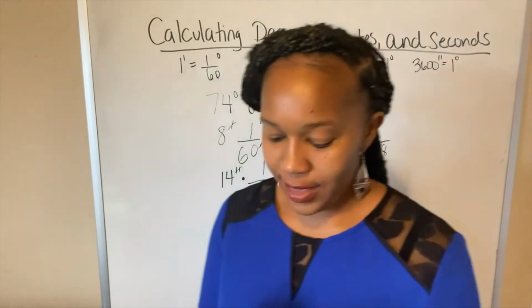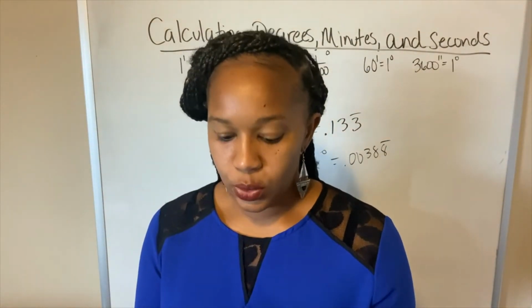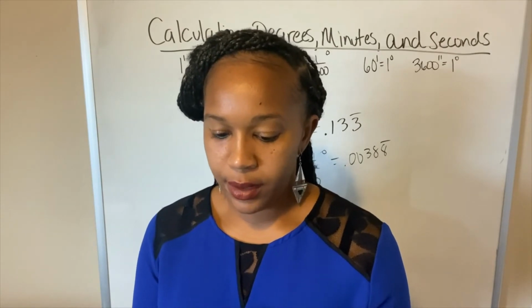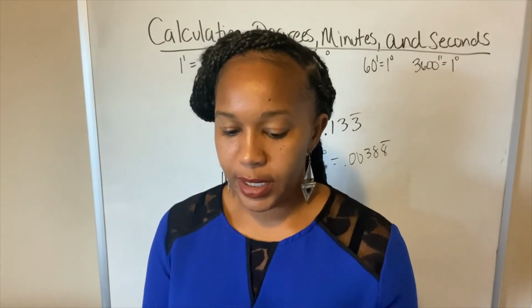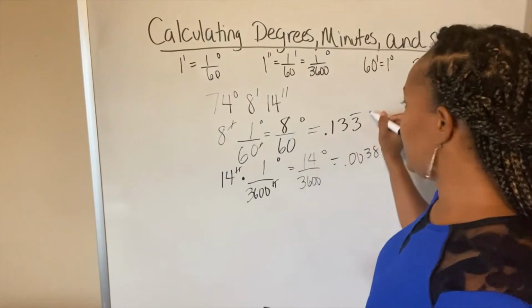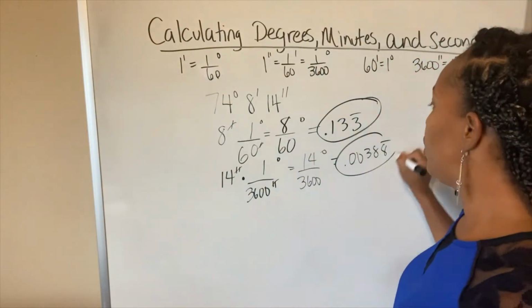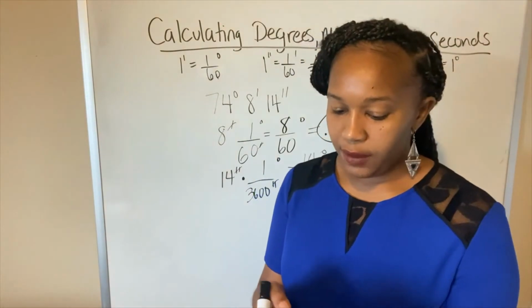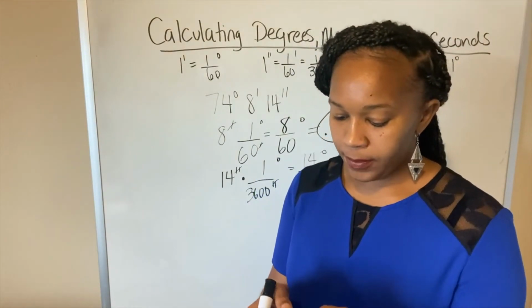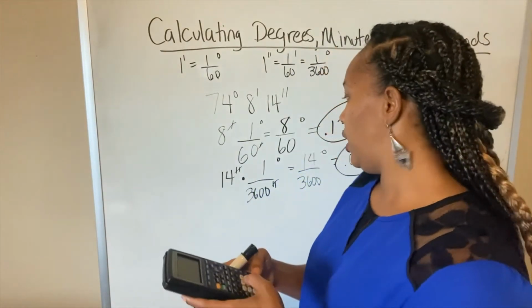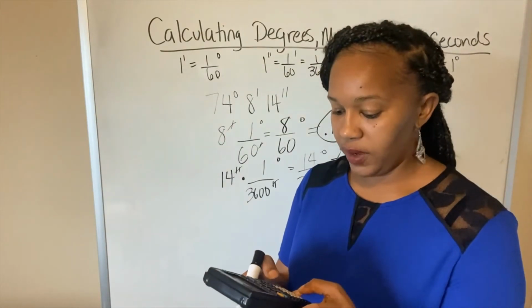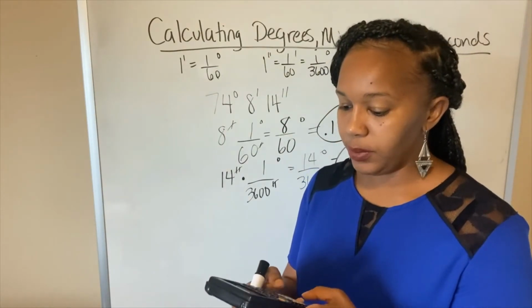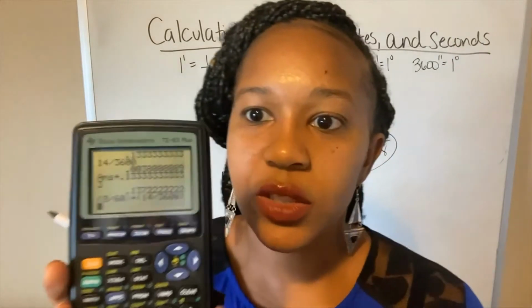So I want to add that to the previous number, the 0.13333 repeating. So I'm going to take this number and this number. Now, if you don't want to do them separately, you can just add them as fractions. You can say 8 divided by 60, and I'll show y'all what I'm plugging in, plus 14 divided by 3,600. That way you don't have to put the decimals in separately. So I just went ahead and listed it out.